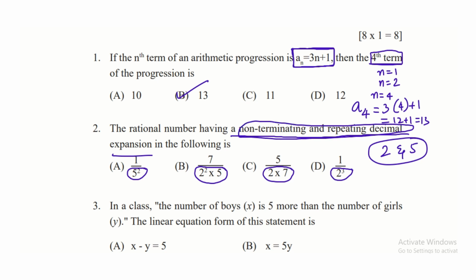So in these four rational numbers, the third rational number, that is option C, contains 7 as a factor other than 2 and 5. So this particular rational number will have a non-terminating and repeating decimal expansion. So option C is the correct answer. Then what about option A, B and D? These are terminating decimal expansions. So option C is the correct answer.